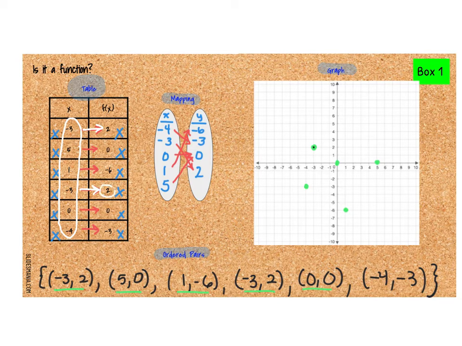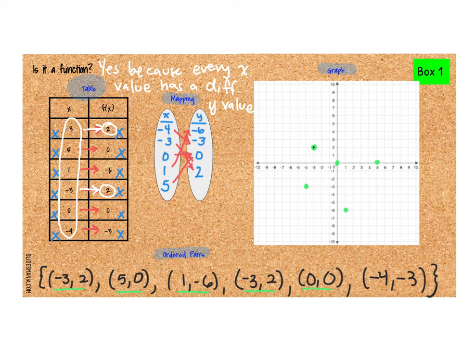But because it repeats, it does have the same output, and that's okay. So even though it repeats, that's fine. So is this a function? Yes. And you can say because every x value has a different y value.